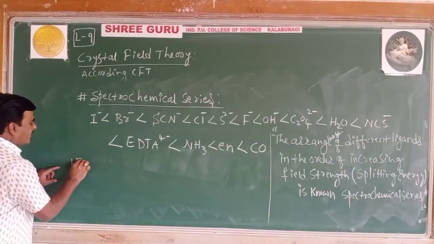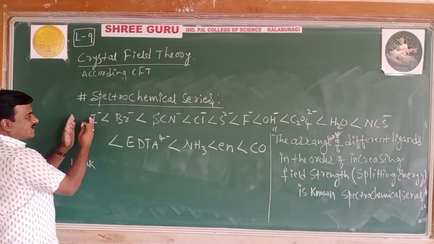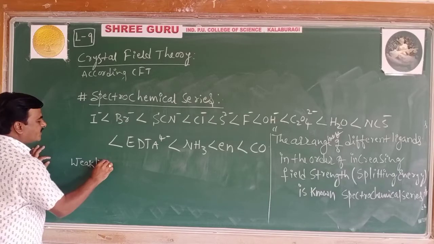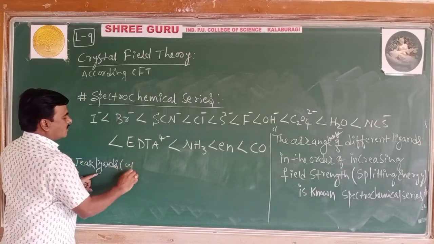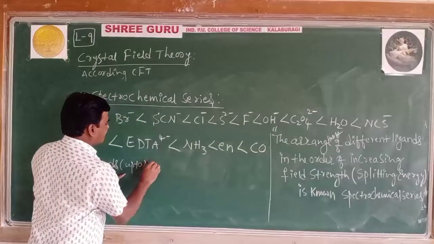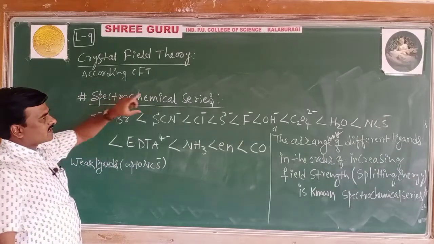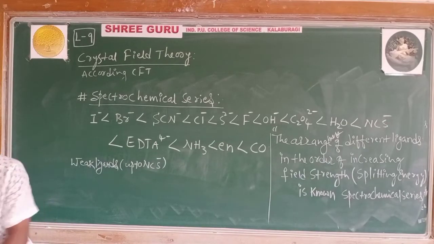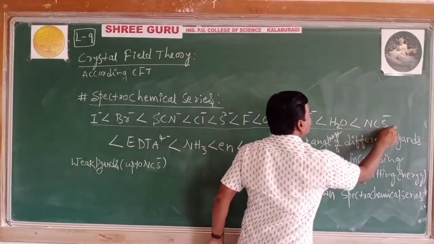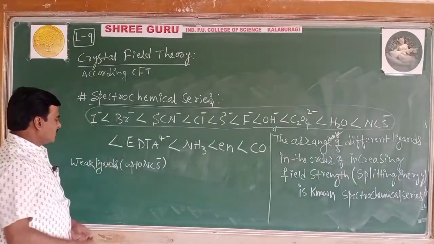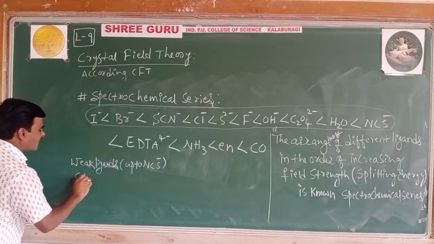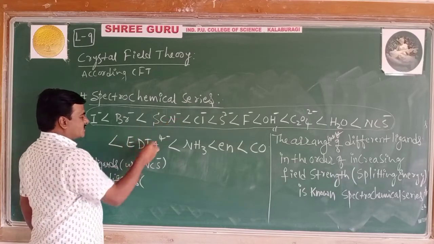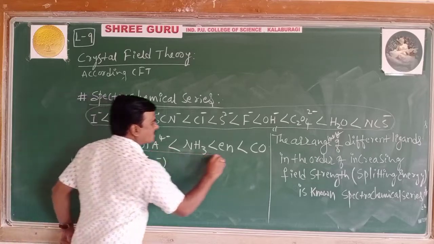Here you have weak ligands on the left end and strong ligands on the right end. From I minus up to NCS, all these are considered as weak ligands. Strong ligands, from EDTA onwards, these are considered as strong ligands.